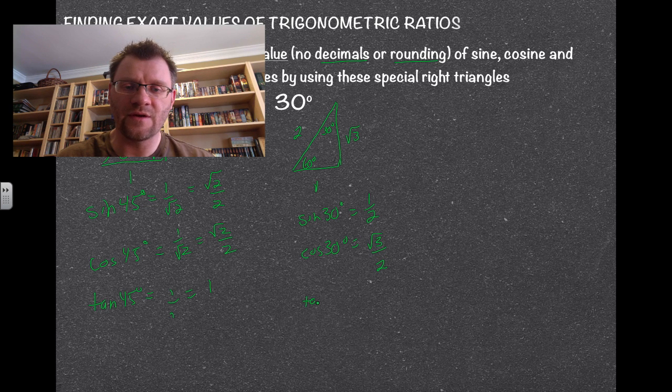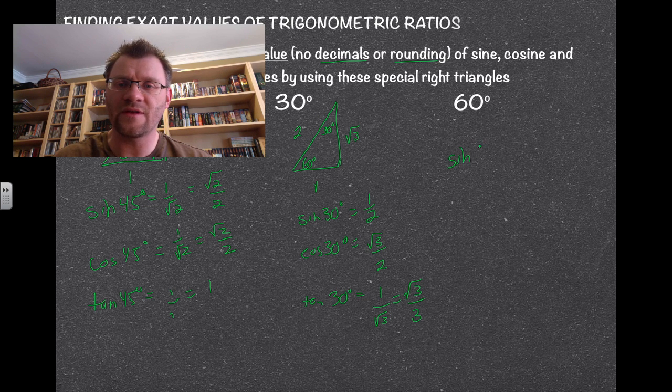And tan of 30 is opposite over adjacent. So 1 over root 3. Now if we multiply the top and bottom by root 3, we get root 3 over 3 as a final answer. And finally 60 degrees, we can still use this triangle.